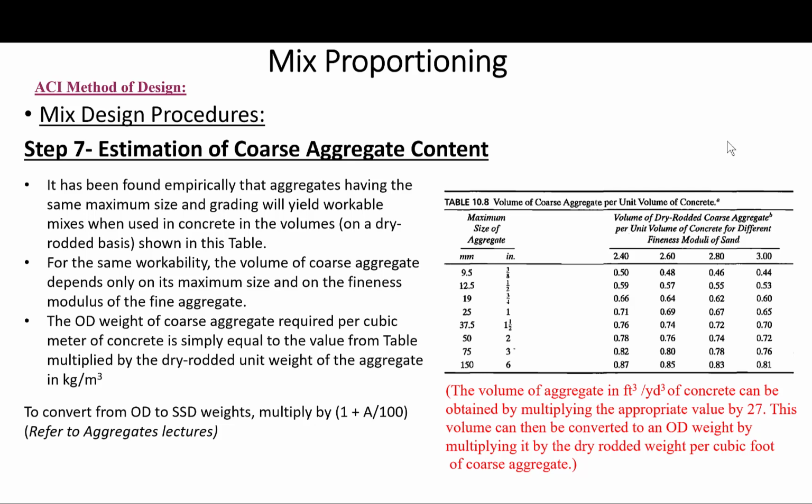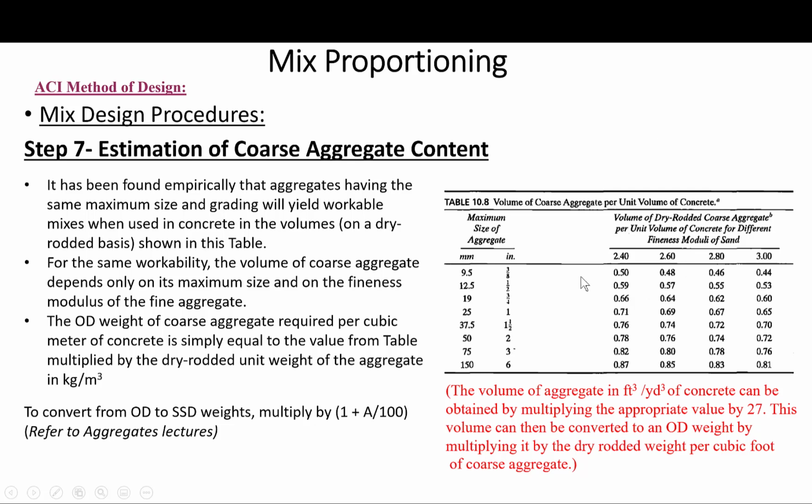So for the same workability, the volume of coarse aggregate depends only on its maximum size and on the fineness modulus of the fine aggregate. The oven dry weight of the coarse aggregate required per cubic meter of concrete is simply equal to the value from this table right here.